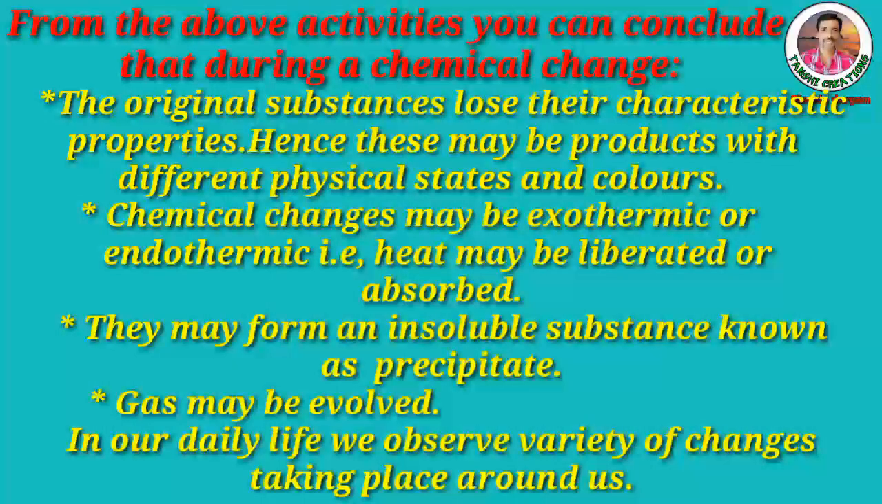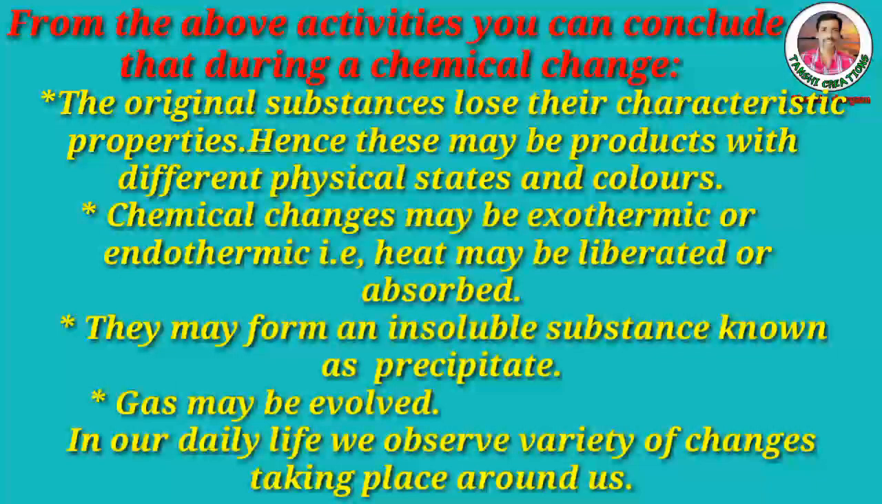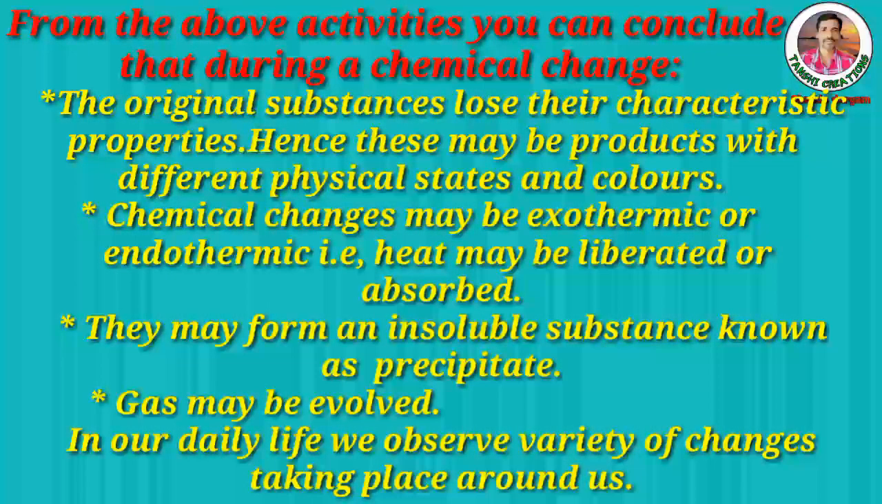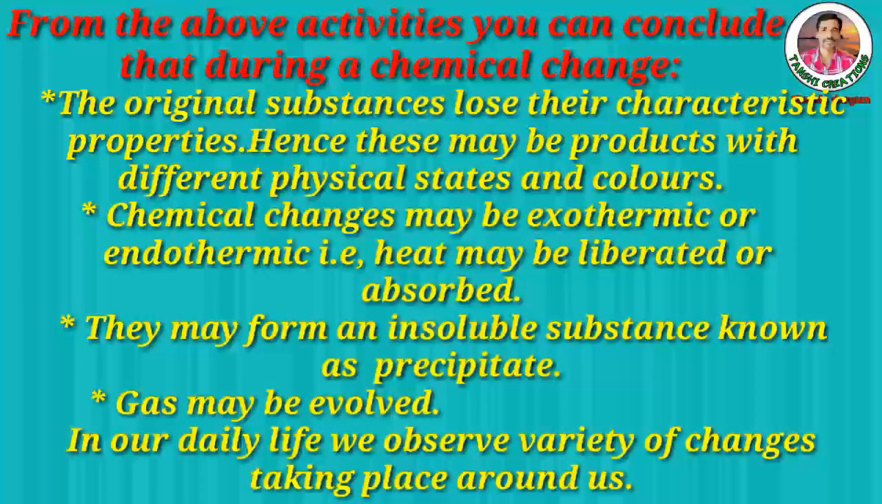From the above activities, you can conclude that during a chemical change, the original substances lose their characteristic properties. Hence, there may be products with different physical states and colors. Chemical changes may be exothermic or endothermic, that is, heat may be liberated or absorbed. They may form an insoluble substance known as a precipitate, and gas may be evolved. In our daily life, we observe a variety of changes taking place around us.